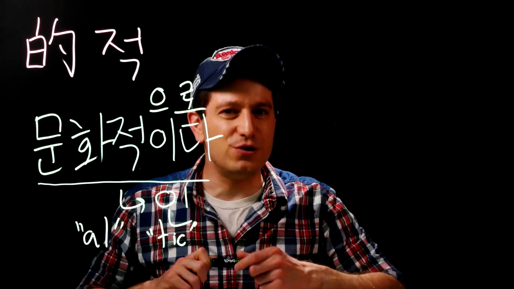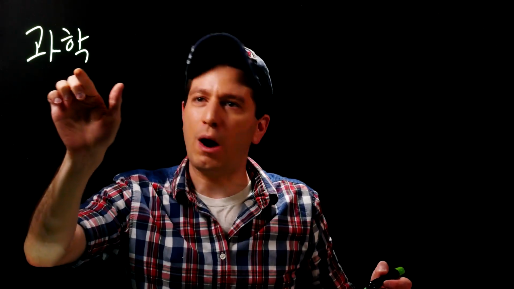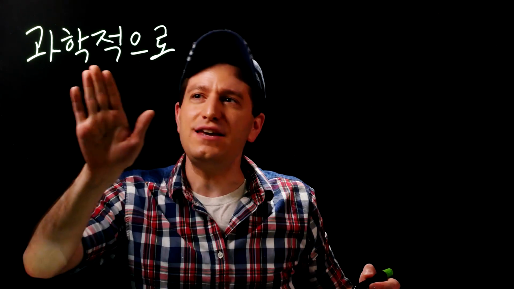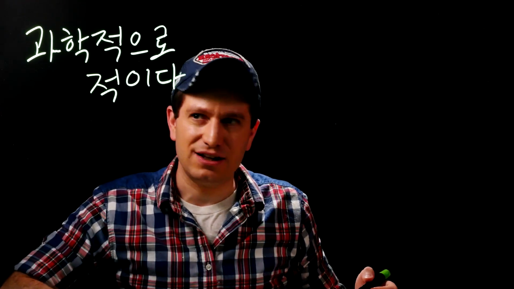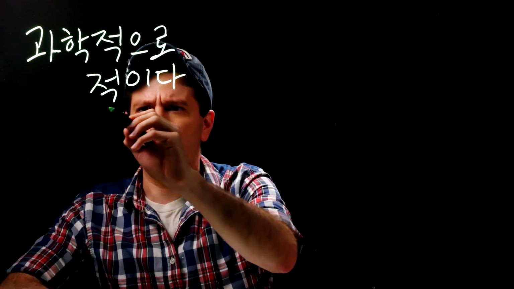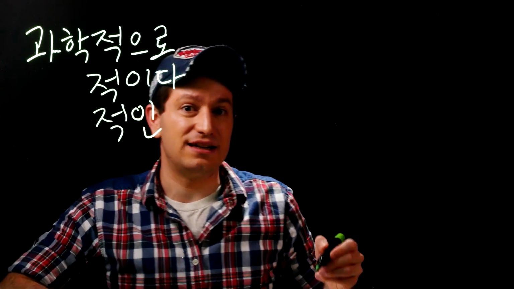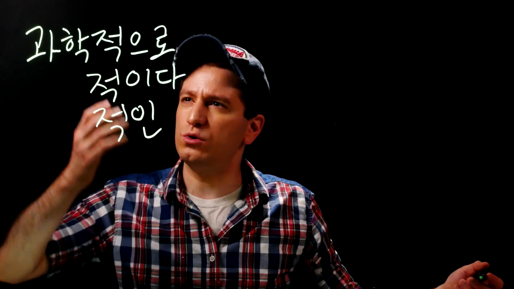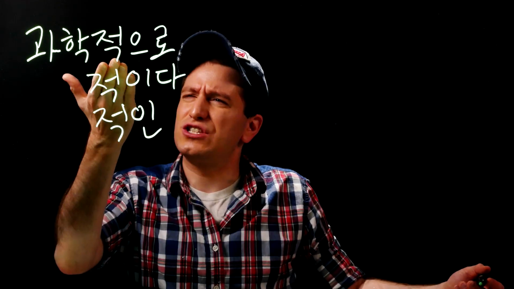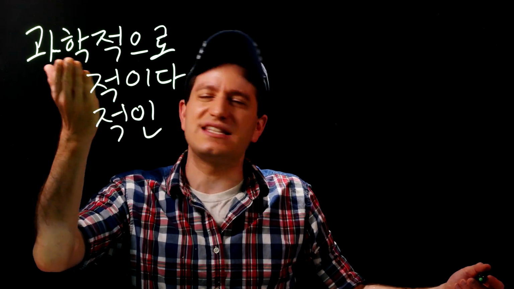So let's do a few examples. First we have 과학, which means science. If we attach 적, we can make it into an adverb as 과학적으로, scientifically, or 과학적이다, to be scientific, or even 과학적인, something that is scientific. So literally, 과학적 means something with the properties of science.